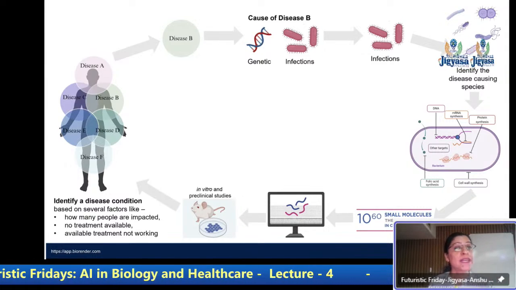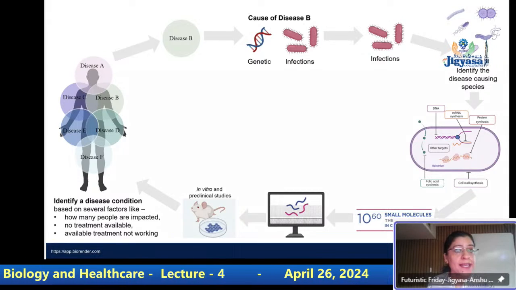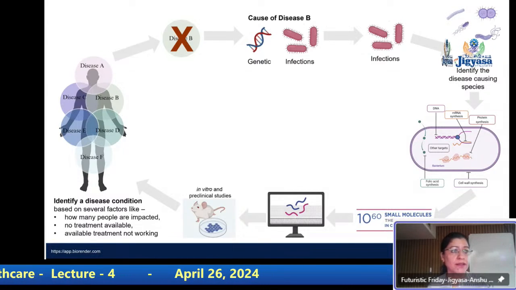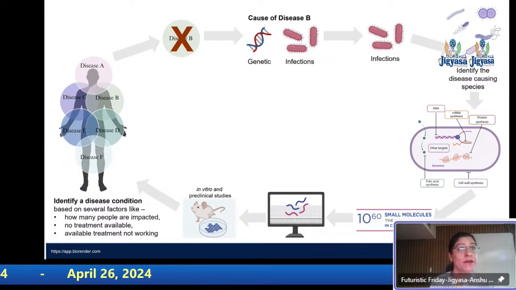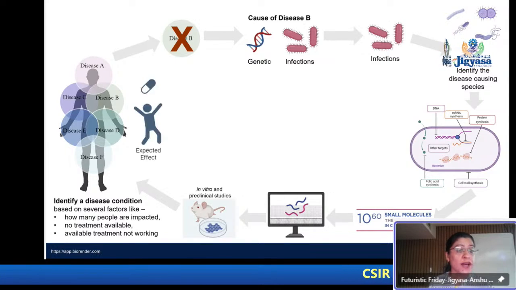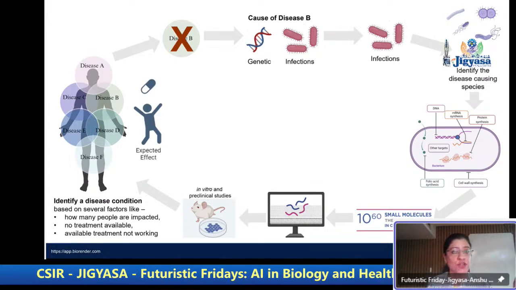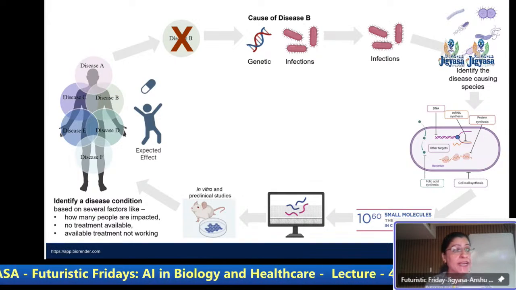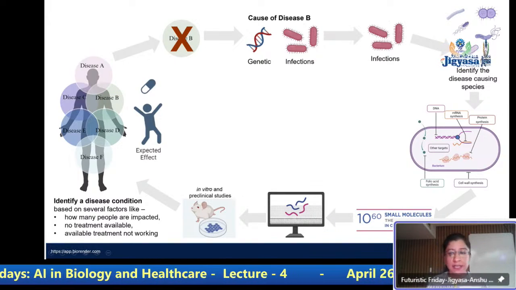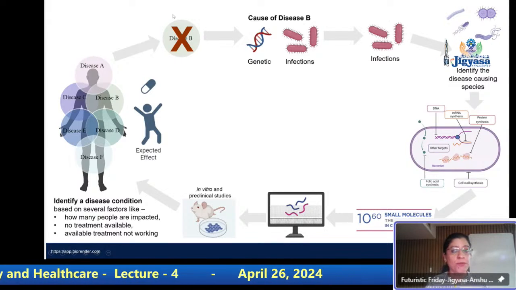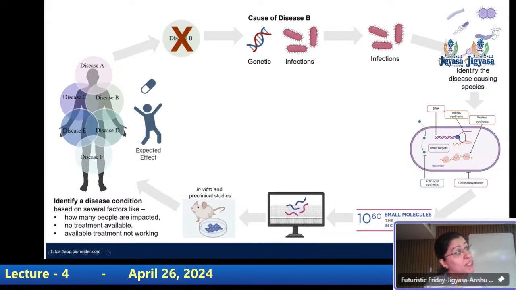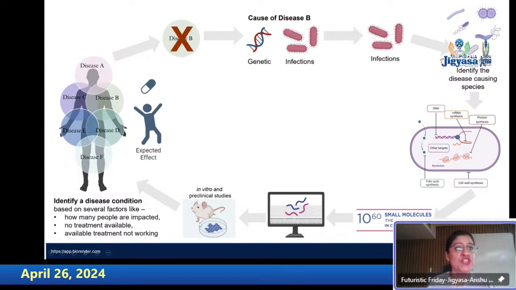When you do human testing, which is called clinical trials, and disease B goes away, it tells you what? That your drug has worked because you have actually got the expected effect. The person is cured of the disease. There is no more infection now, right? Now, at each of these stages in a drug discovery process, starting from here to here, at every step, artificial intelligence and machine learning can be applied.